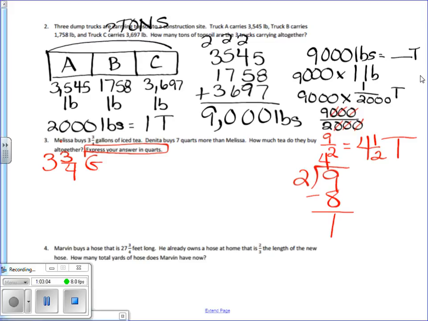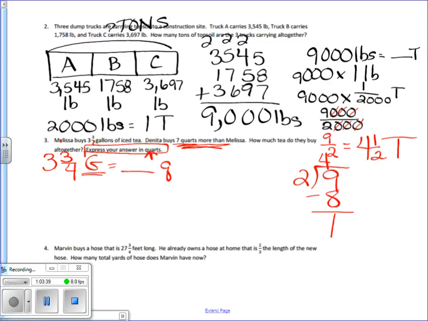I need to turn it into quarts. My answer needs to be in quarts, so I need to turn my gallons into quarts, so that then I can figure out how many Danita actually has. So this is like a 3-part problem. I need to do a conversion, I need to add this, and then I have to add again. So 3 3/4 gallons is equal to some kind of quart.